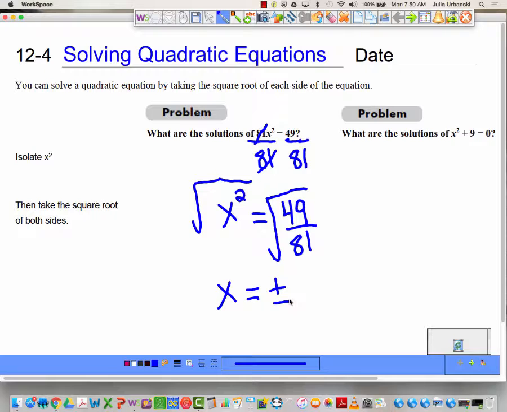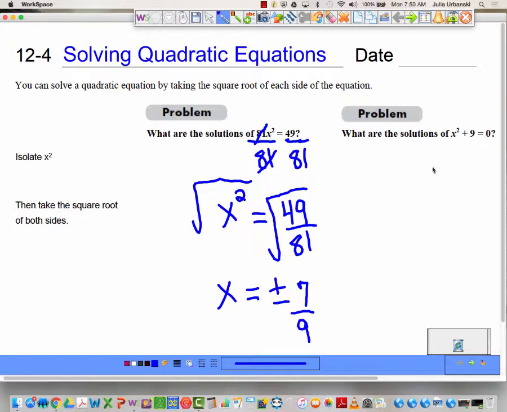And in this case, since it's a fraction, we're just going to take the square root of the top and the square root of the bottom. So the square root of 49 is 7, and the square root of 81 is 9. Okay, so there should be two answers. There's going to be an occasion where there's no answer, and there's going to be an occasion where there's only one answer. But generally, there's going to be two answers.